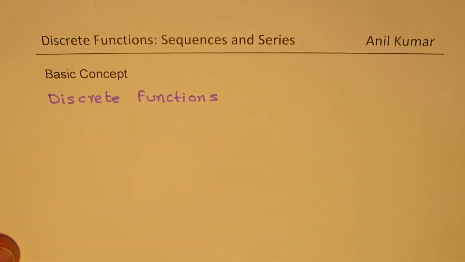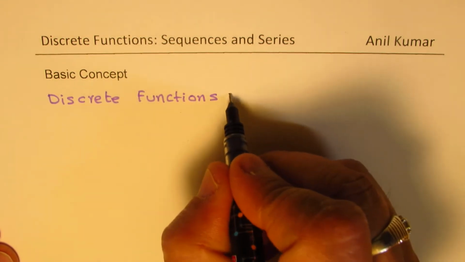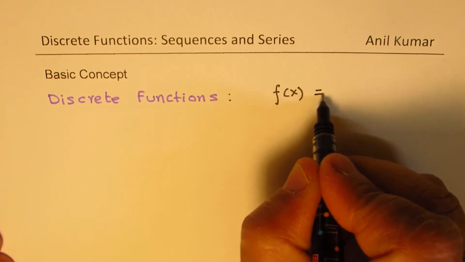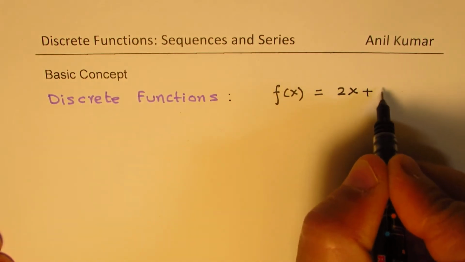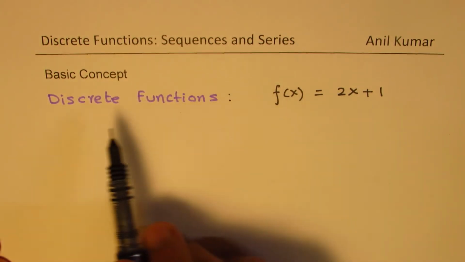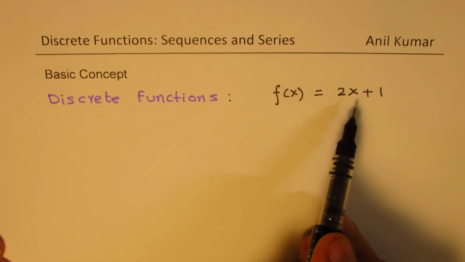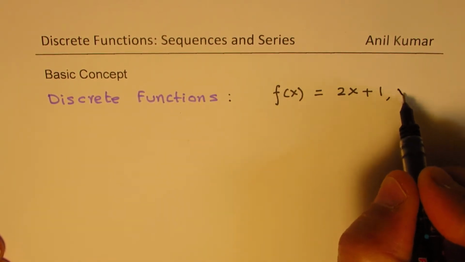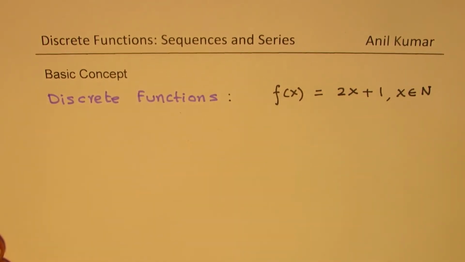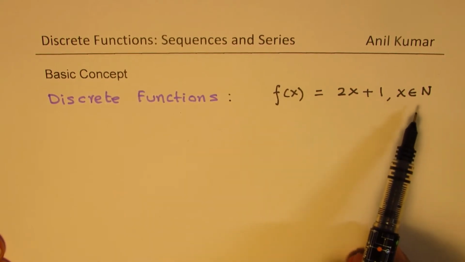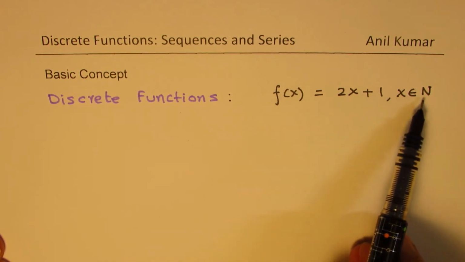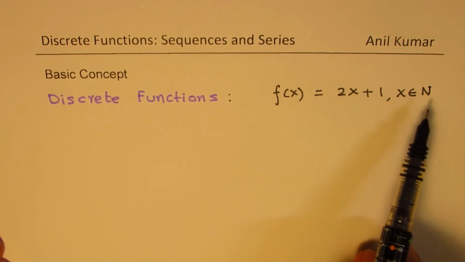Let's take a very simple example and let's say function notation f of x. Normally we write y, right? So let's say we have f of x is equal to 2x plus 1. Now this is a function. Now when will it be a discrete function? It is going to be a discrete function if and only if x belongs to the set of natural numbers. That is important. That means if I say first 5 terms, in that case you have to use the values of x as 1, 2, 3, 4, 5.